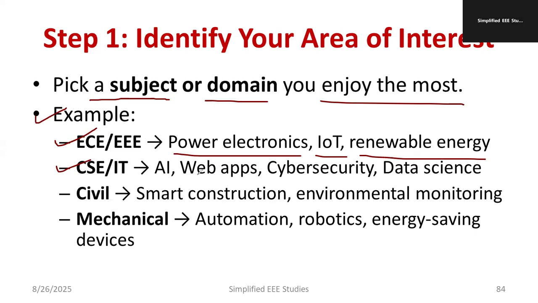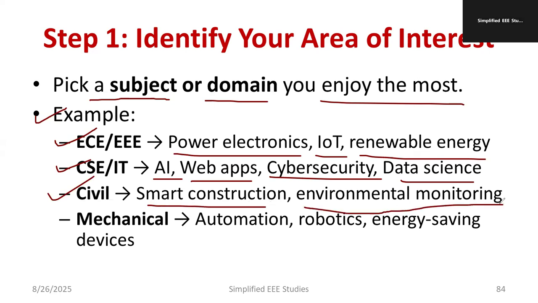Computer science and IT allied branches, you can go for AI, web development applications, cybersecurity, data science, etc. If you belong to civil engineering, go for smart construction, smart buildings, environmentally friendly materials and environmental monitoring. If you belong to mechanical engineering, then go for automation, robotics, energy saving devices, etc.